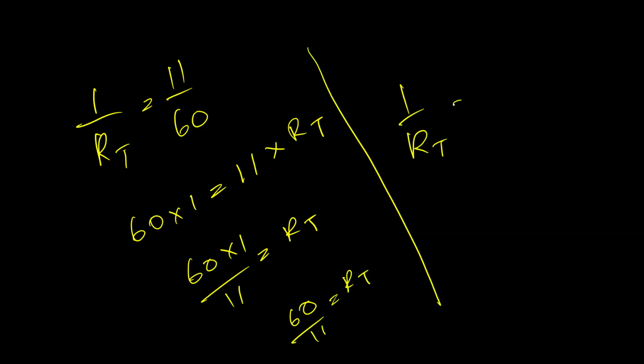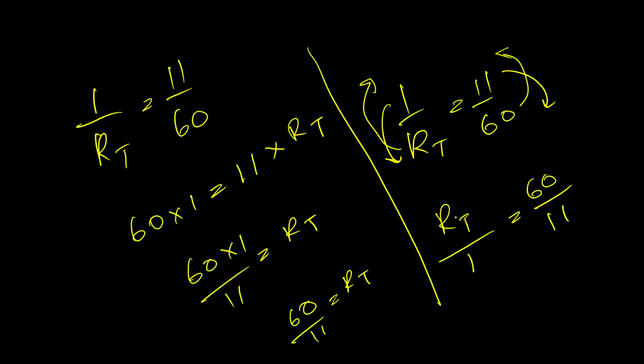1 over R total equals 11 over 60. Reciprocal method: the numerator becomes the denominator, and the denominator becomes the numerator. Just exchange. R total over 1 equals 60 over 11. R total over 1 is R total, because we need the R total value. Hope it's clear.